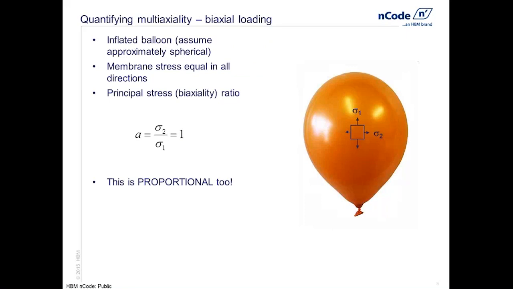So let's consider another simple example. This one is a spherical balloon. In this case, the membrane stress in the balloon is equal in all directions. And what we have here is an equibiaxial loading where the biaxiality ratio is +1. So if we then add in some pressure variations, that biaxiality ratio is going to stay fixed at +1, and this is a proportional loading too.